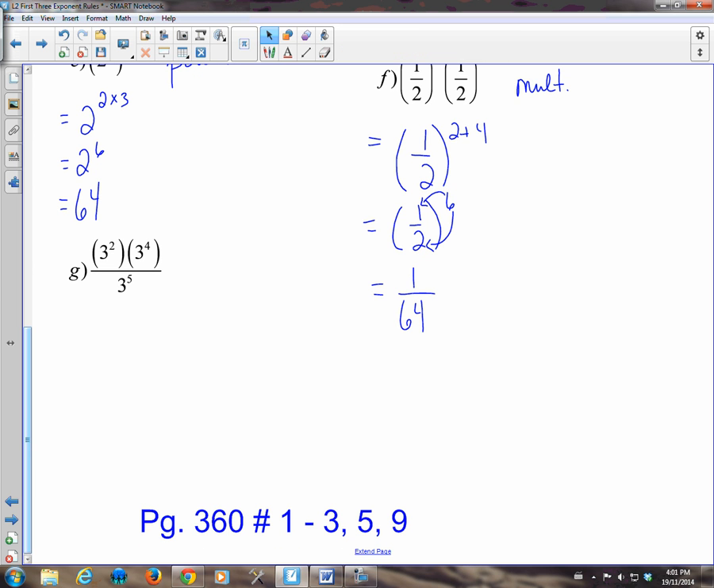Sometimes it gets a little more tricky, and you have to do a couple of rules at once. So the first rule I'm going to do is the multiplication rule, and then I'll do the division rule, because there's 2 in the numerator that are being multiplied. So I keep my base, and I add my exponents, and I get 6. And then I still have 3/5, so now I do my division rule, keep my base, subtract my exponents, and I get 3 to the 1, which is just 3.